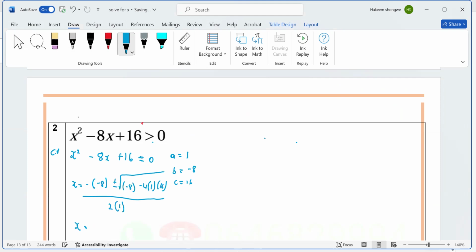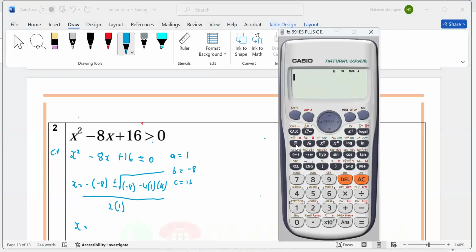If we start with the positive one, we are going to have minus, open bracket, minus 8, close bracket, plus the root of minus 8 all squared, minus 4 multiplied by 1 multiplied by 16, all over 2 multiplied by 1, close bracket, equals 2. So we get 4. It says x is going to be equal to 4.